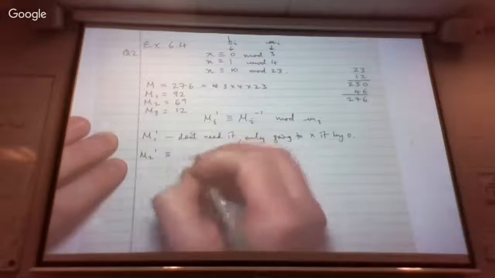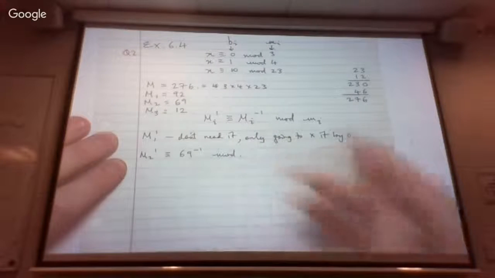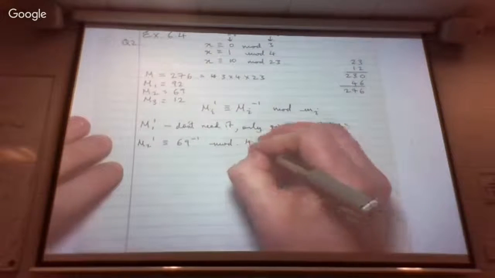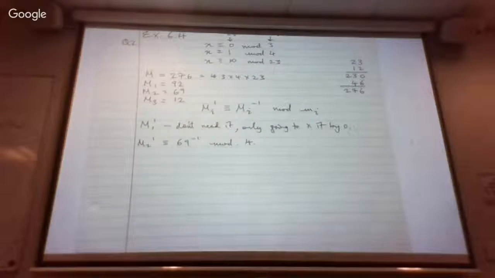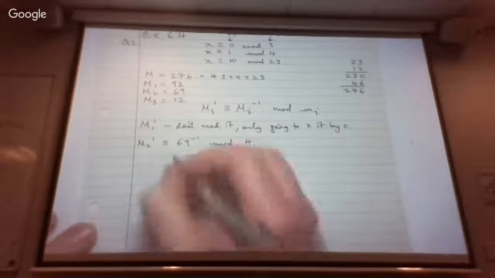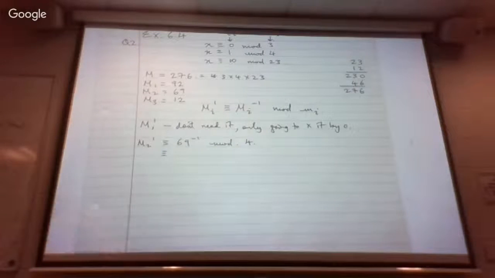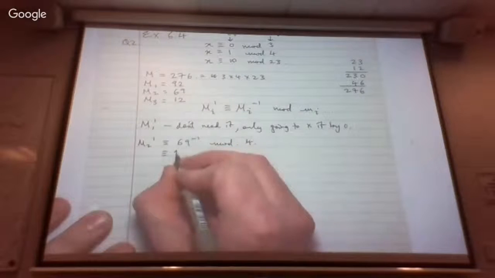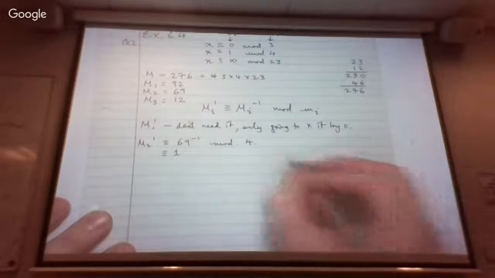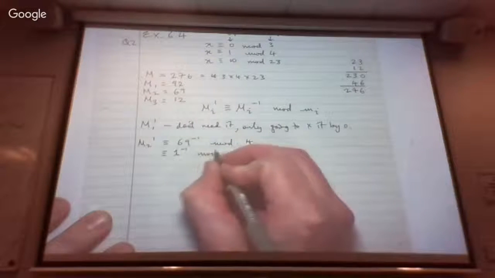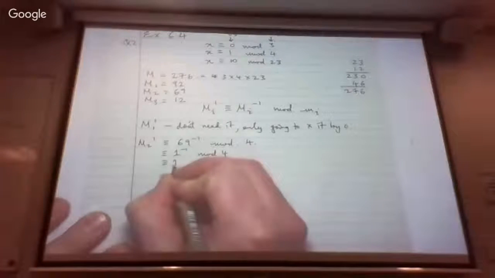So M2 prime will be the inverse of 69 modulo 4. Before you start thinking about that, you immediately reduce 69 modulo 4. 4 times 15 is 60. So 69 is actually congruent to 1 modulo 4. So we're looking for 1 inverse modulo 4. So actually, it's nice and simple. It's just 1.